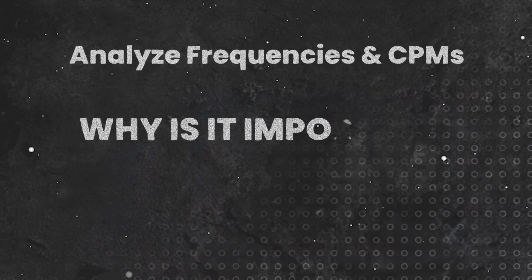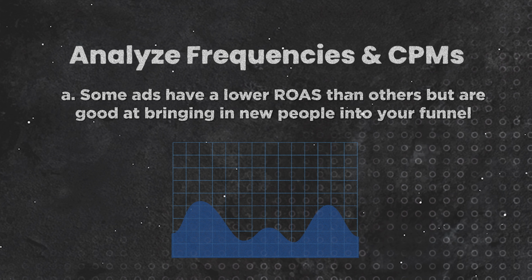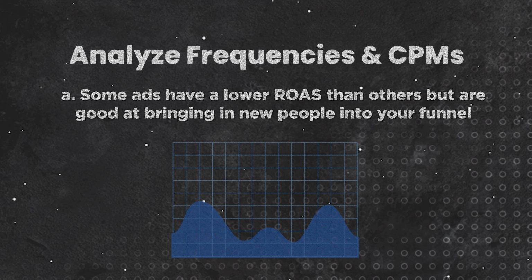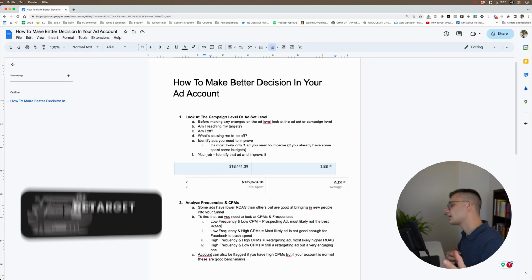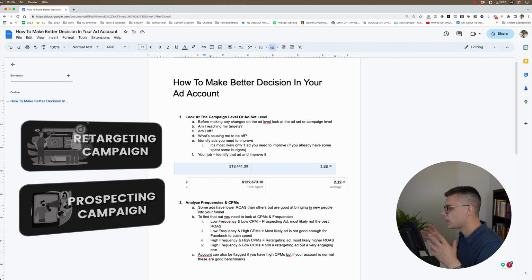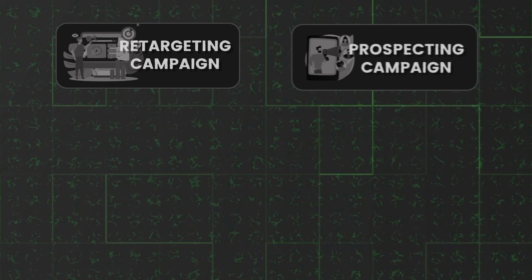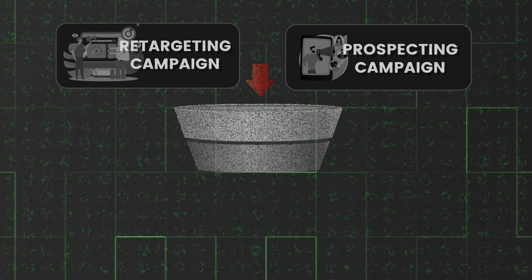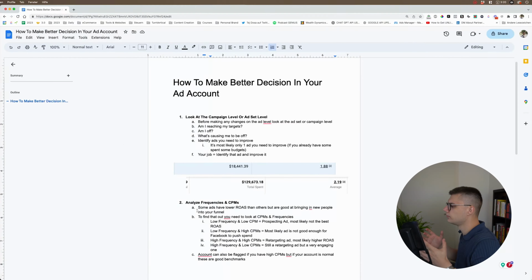And I'm going to explain why that is important in a second. So some ads have a lower ROAS than others, but are good at bringing new people into the funnel. Those are essentially prospecting ads. Back in the days where you would have a separate retargeting campaign and a separate prospecting campaign, the retargeting campaign always had a higher ROAS, right? And now, since we are combining retargeting and prospecting into essentially one full funnel campaign, I've made a separate video about that, linked up right here, which focuses on a full funnel campaign approach. But some ads just have a lower ROAS, but they're good at bringing new people into the funnel. So how can you identify that?